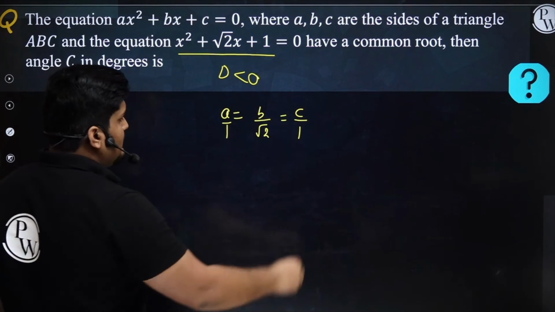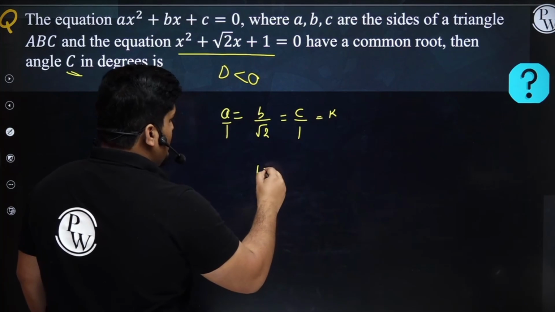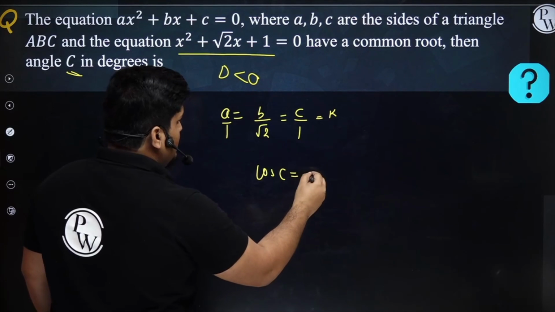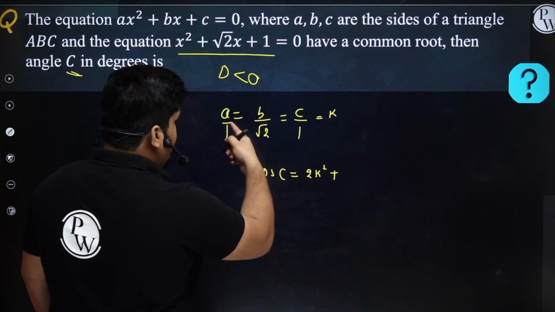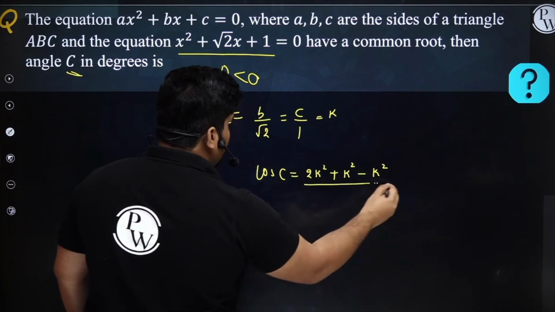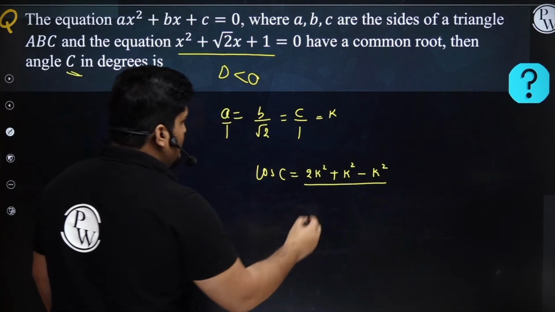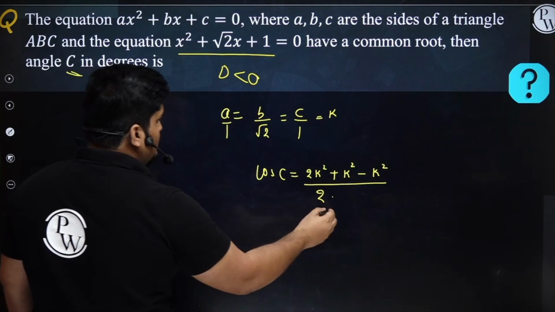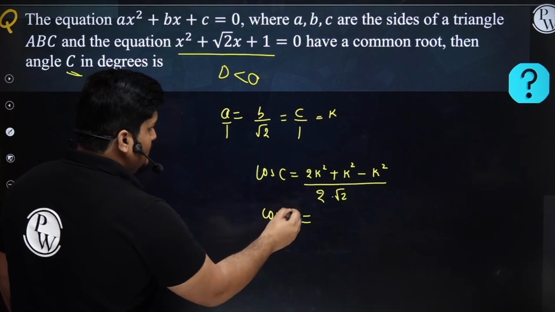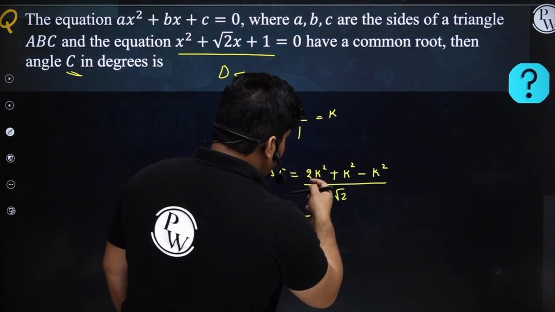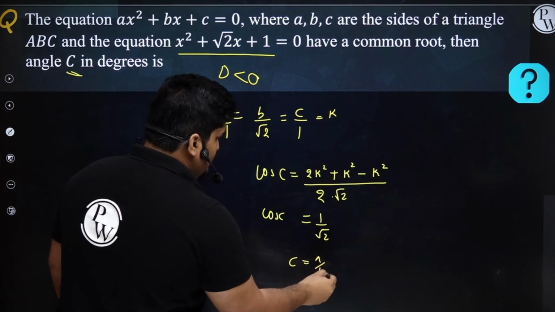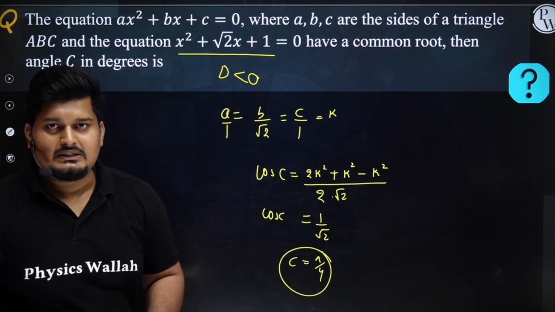So you can find out that this is equal to k. What is cos C? Cos C will be equal to (a square plus b square minus c square) divided by twice of a into b. So this is 2k square, and b is root 2 k, right? So cos C is equal to 2k square over 2k square root 2, which is 1 upon root 2. So angle C will be equal to pi by 4 or 45 degree. That's all.